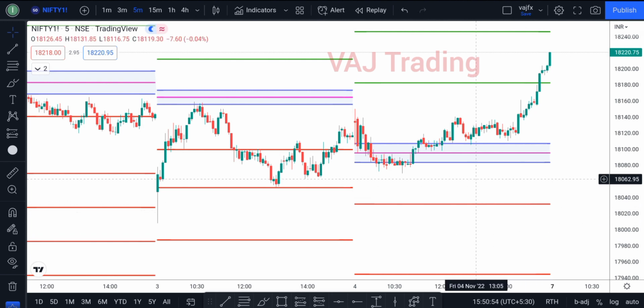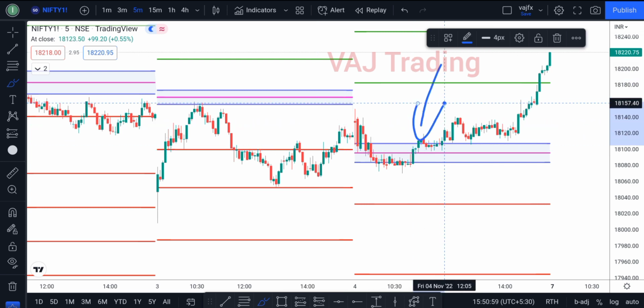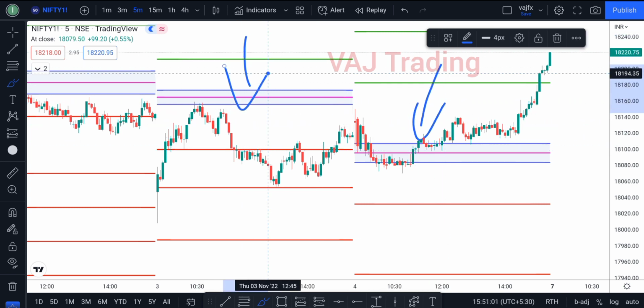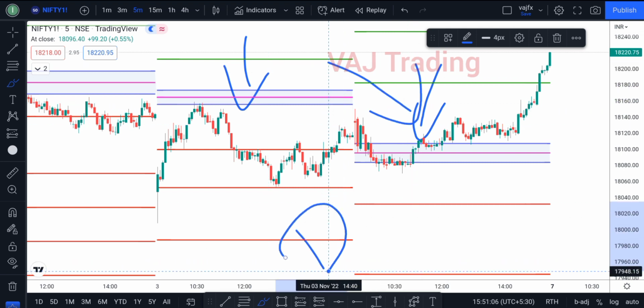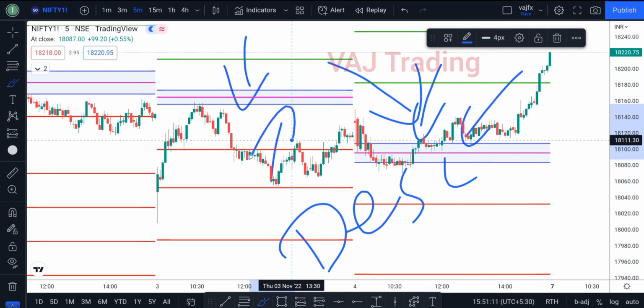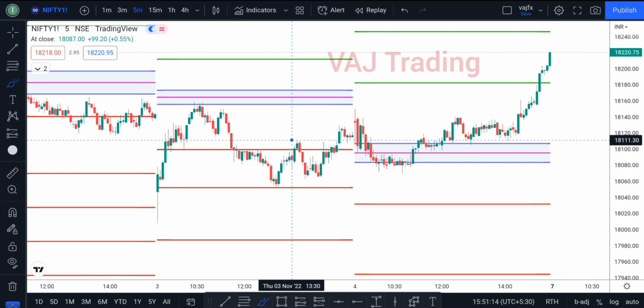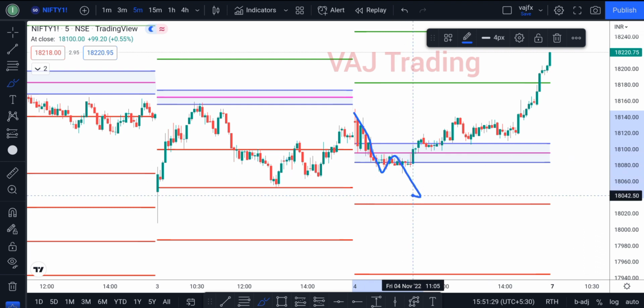On this 4th November, the CPR is below the 3rd November CPR, which means this is a descending CPR. This CPR is below this CPR. So what we are going to do is short entries on that day. We will never look for a buy entry. Here price came and we got a retest around this level, then we enter from here, targeting our next pivot level.